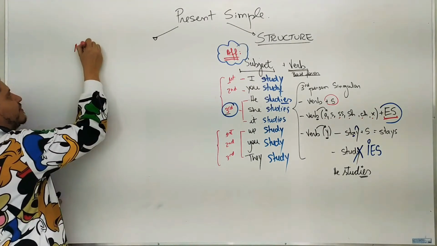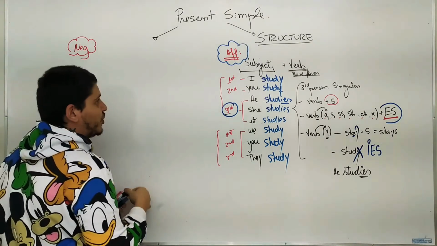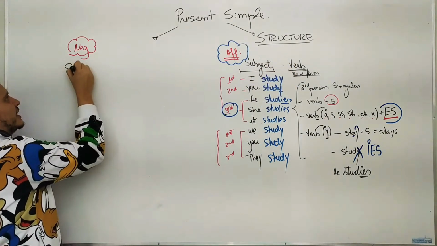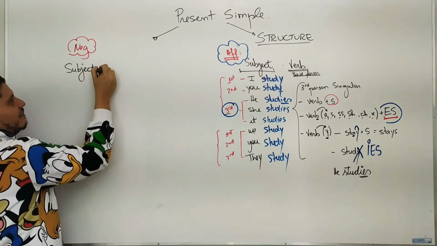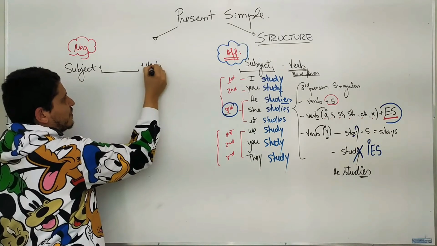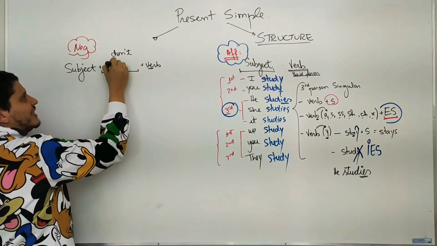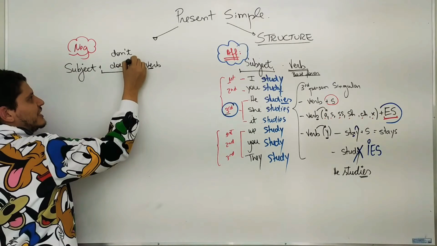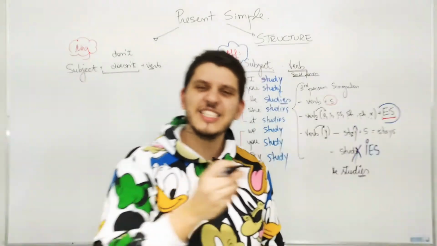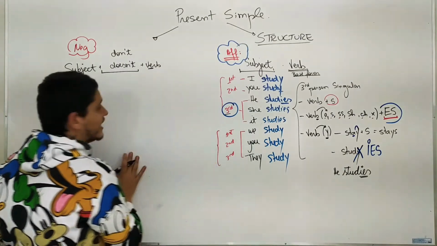In the negative, something will happen. Between the subject and the verb, we will add something. So we need a subject, but in between the subject and the verb, we need to use either don't or doesn't. Don't or doesn't. Repeat after me. Don't, doesn't. That is the way that we transform these sentences here into negative sentences.